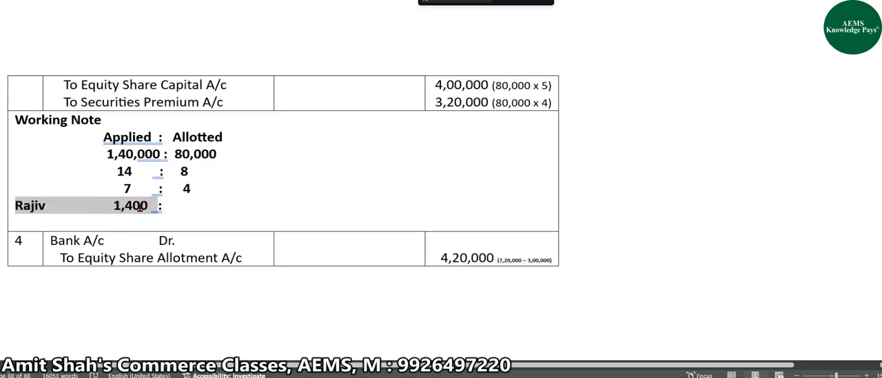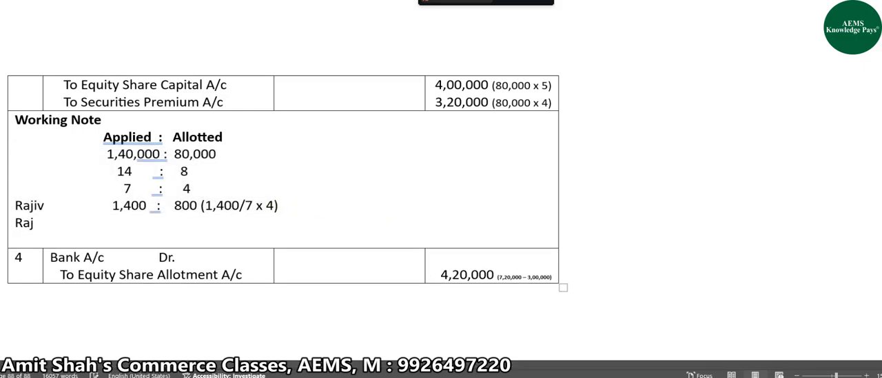For that, what we'll do, 1400 divided by 7 multiplied with 4. And that gives us 800. It means Rajiv was allotted 800 shares. He applied for 1400 shares, but he was allotted 800 shares.